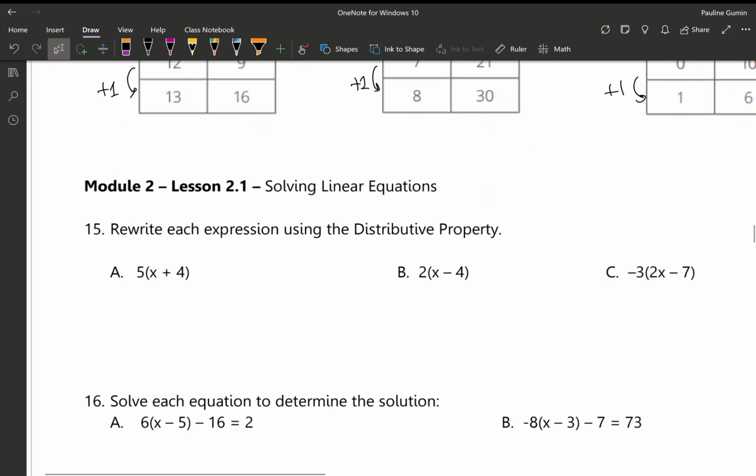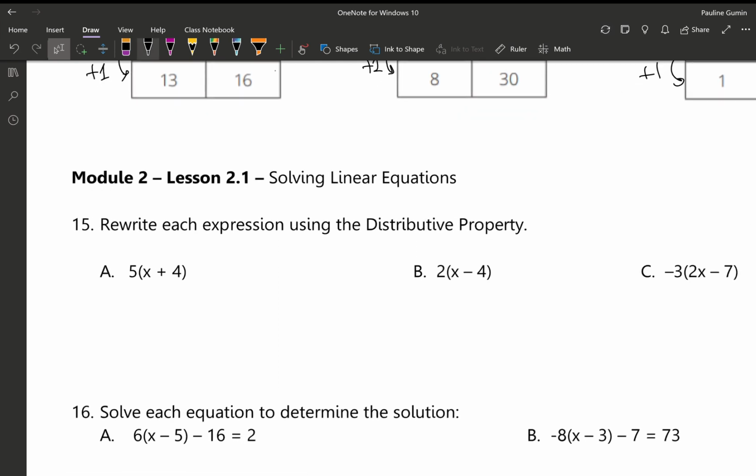All right, number 15. Let's rewrite each of these expressions using the distributive property. So distributive property is a fancy way of saying multiply what's next to the parentheses inside of the parentheses. So I'm going to multiply 5 times x, 5x, 5 times 4, 20. One more time. 2 times x is 2x. 2 times negative 4 is negative 8.